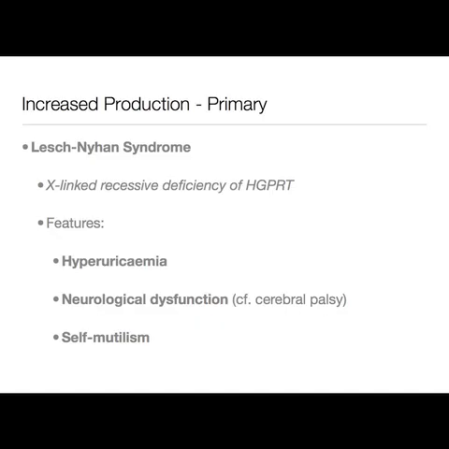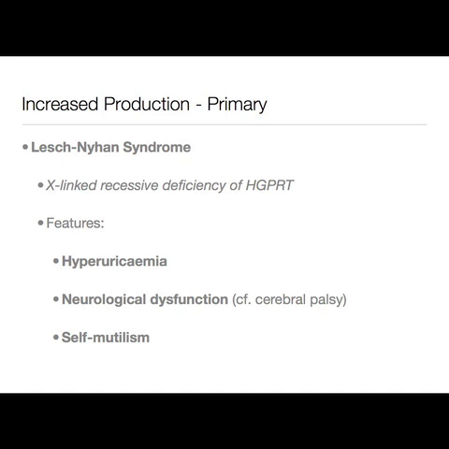The primary disorders of increased urate production tend to be genetic, and most importantly include Lesch-Nyhan syndrome and von Gierke's disease. Lesch-Nyhan syndrome is an X-linked recessive disease and therefore only affects males. It is a deficiency of HGPRT, an enzyme that plays an important role in purine synthesis. This condition is associated with three major hallmarks: hyperuricemia, nervous system impairment, and self-mutilation.